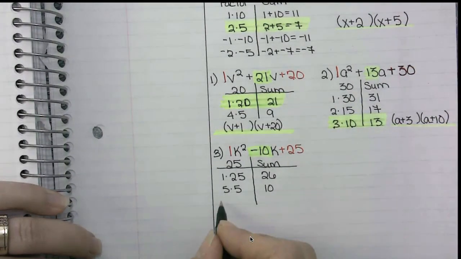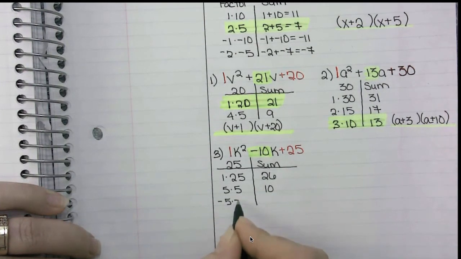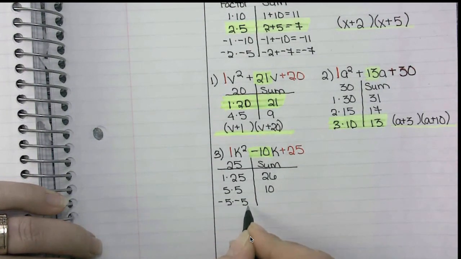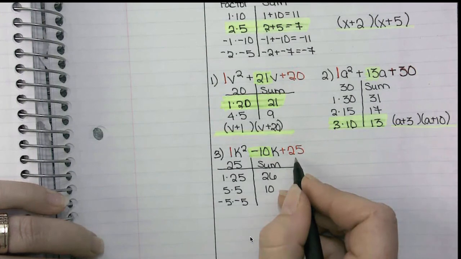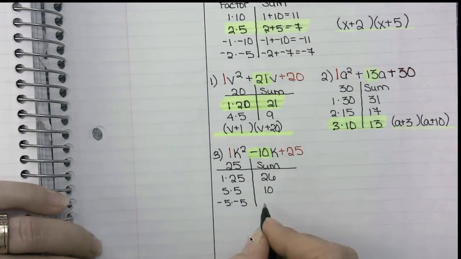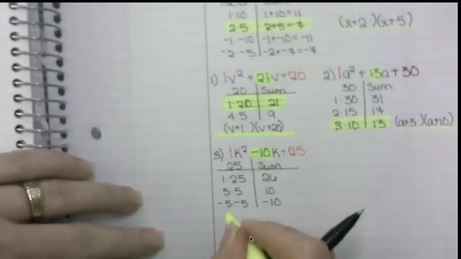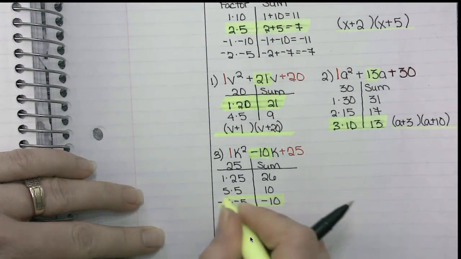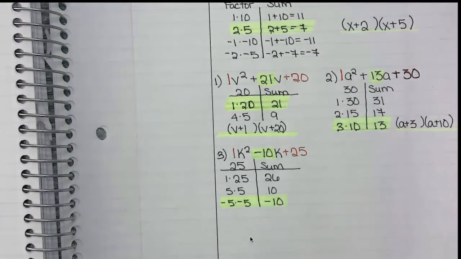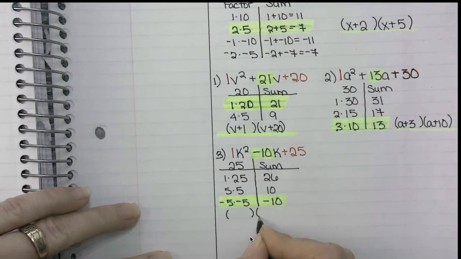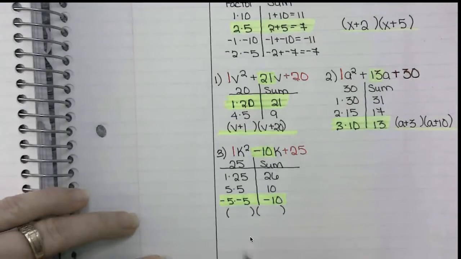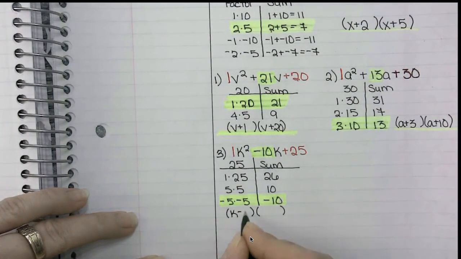So I'm going to put a negative in front of these, because if I multiply negative 5 times negative 5, I get a positive 25. But when I add these together, I get a negative 10. So we're going to use negative 5 and negative 5. I'm going to write my parentheses for my binomials, and I'm going to have k minus 5 times k minus 5.